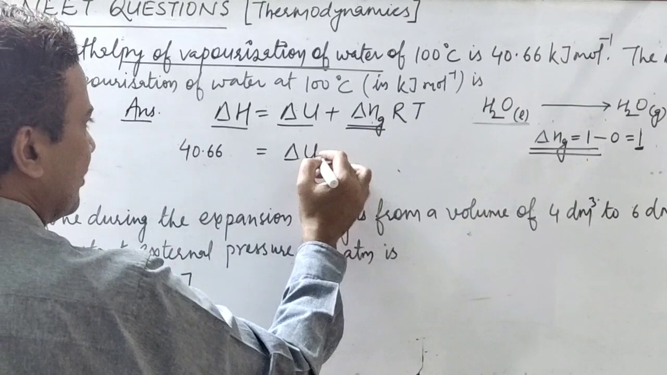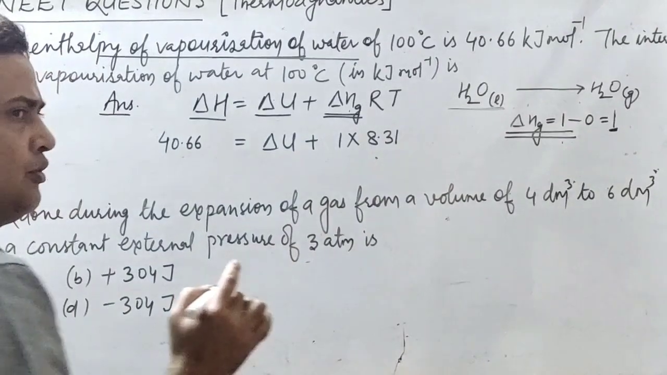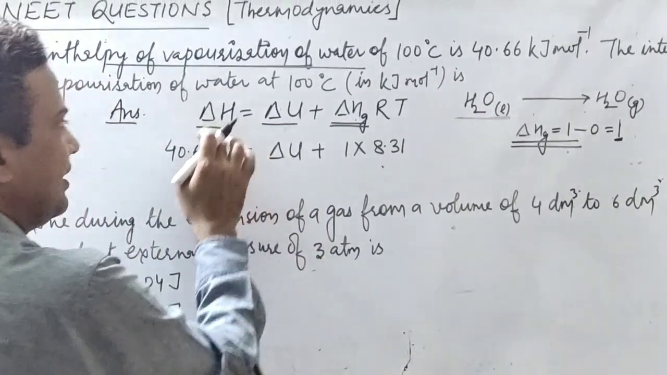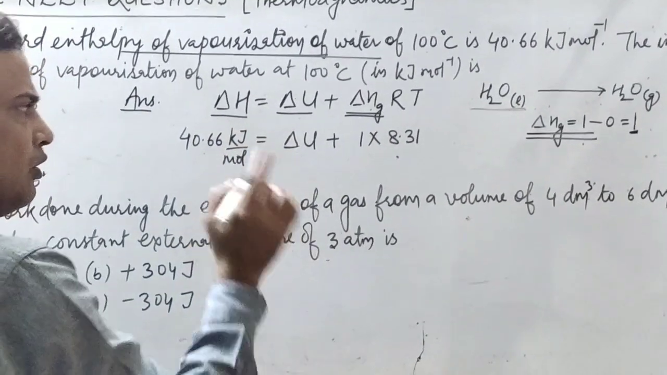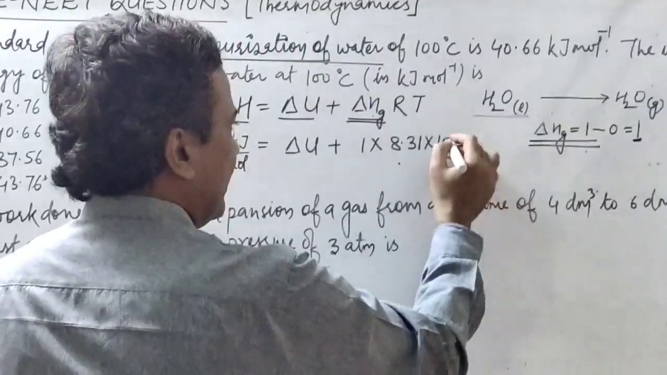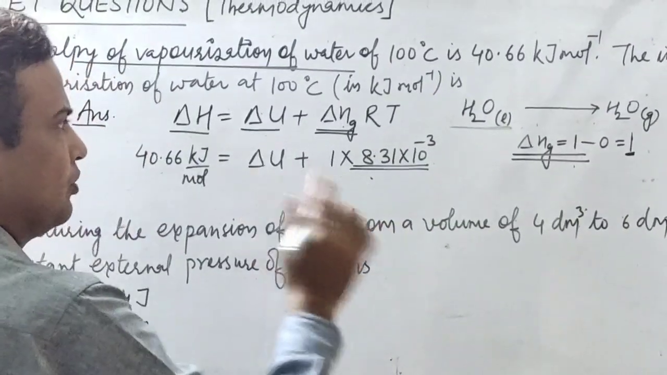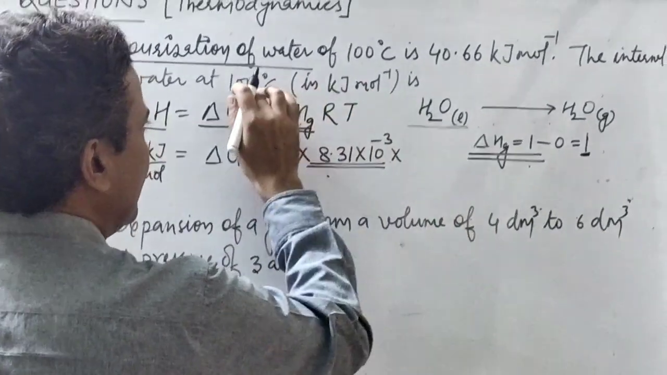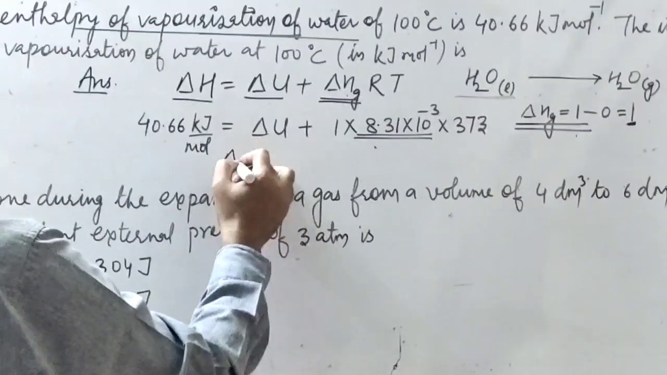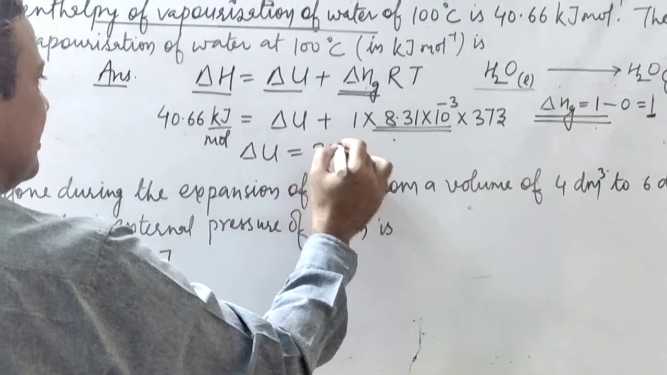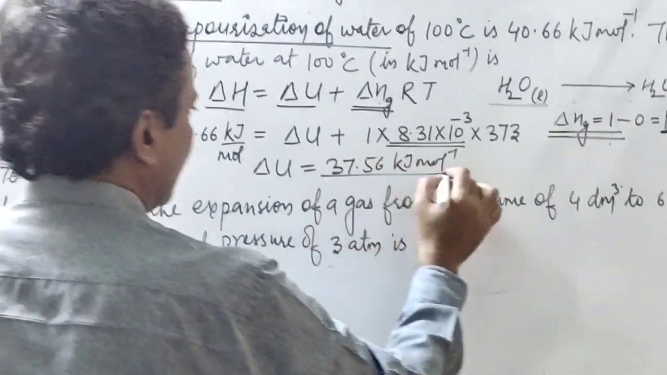Delta U we have to calculate. Delta Ng is 1, R is 8.31 joule per Kelvin per mole, but delta H is given in kilojoule per mole. So be very careful about the units while solving these questions. R value is 8.31 into 10 raised to power minus 3 in kilojoule, and T is 100 degrees Celsius plus 273, it is 373 Kelvin. Solving this, you get the answer delta U as 37.56 kilojoule per mole.